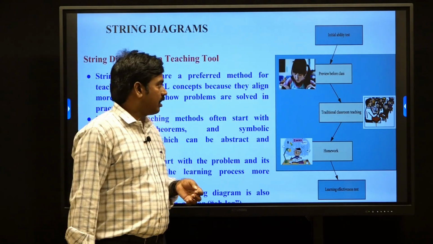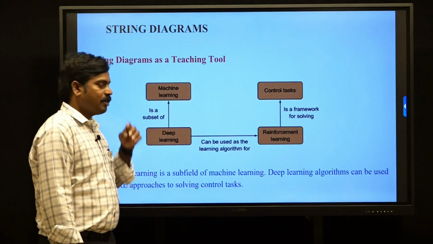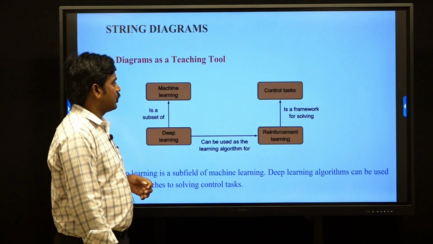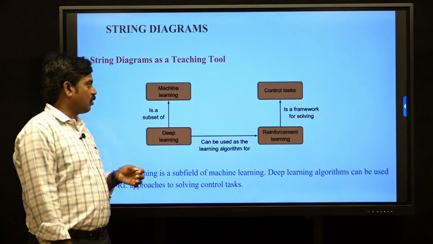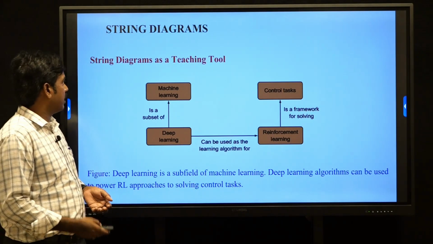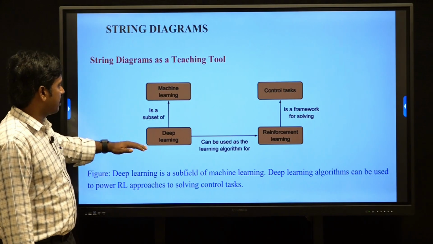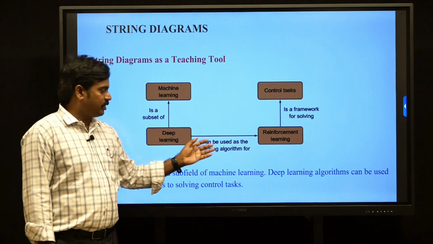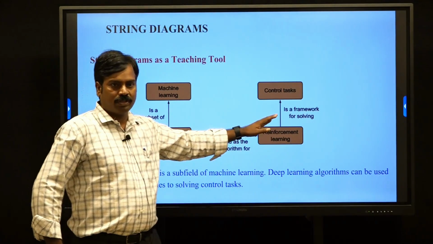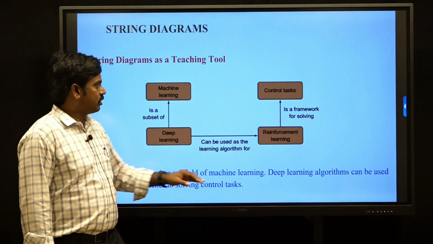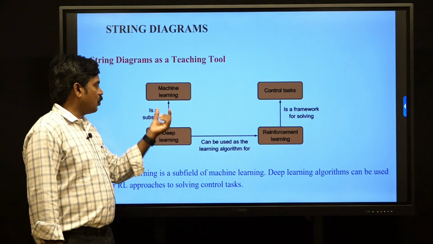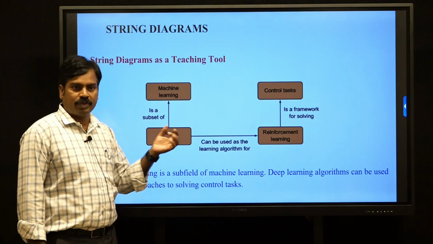This type of teaching with string diagrams is called ontological diagrams, or ontological logs. See this diagram, this is one of the string diagrams. It contains 4 boxes and 3 arrows. The arrows are called strings. The boxes contain nouns and noun phrases. Arrows contain verbs and verb phrases.